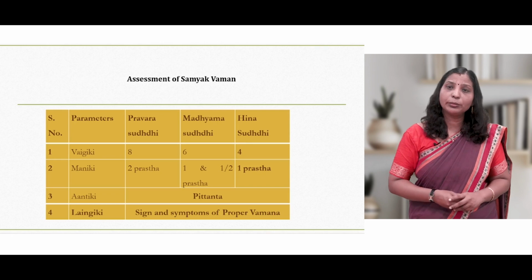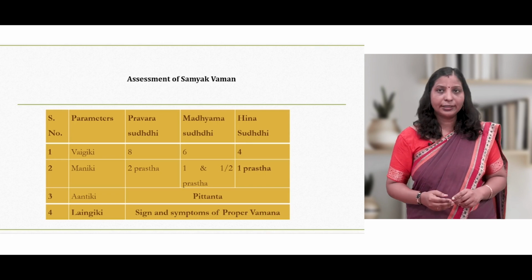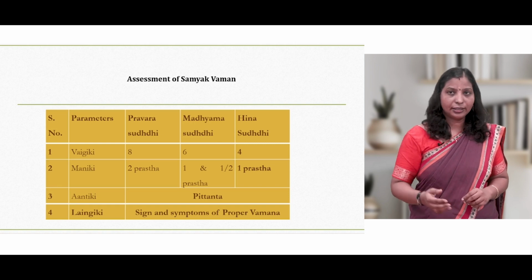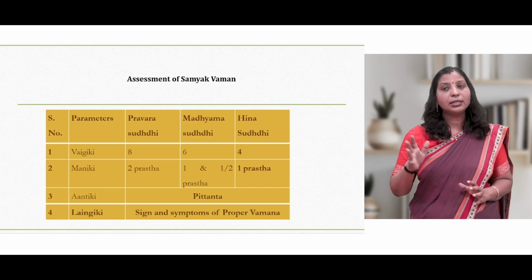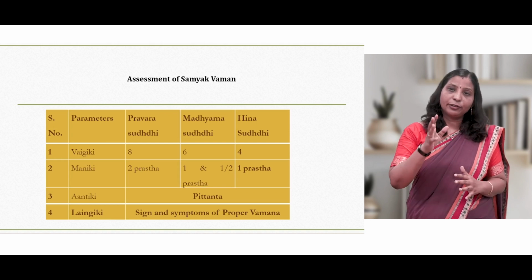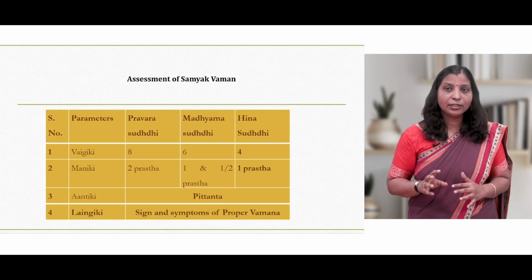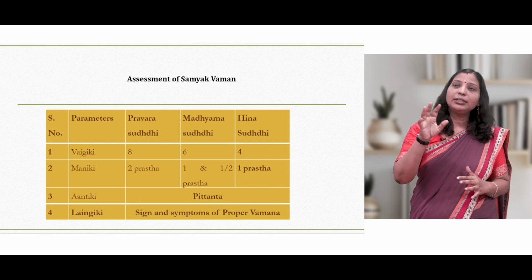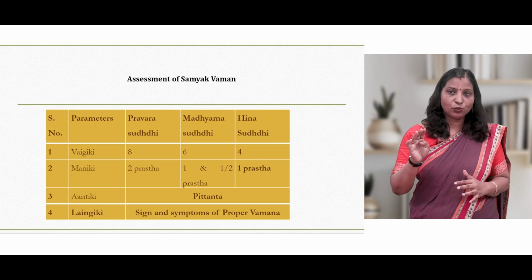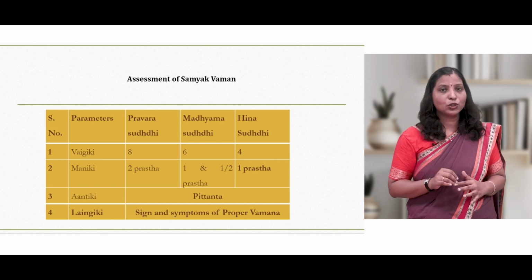Then assessment of Vamana. There are 4 criteria to assess the Vamana: Vaigiki, Maniki, Antiki and Laingiki. Most important is the Laingiki Lakshanas or Laingiki assessment. But of course, for the understanding of students, it is written that for Hina Shuddhi 4 Vegas, for Madhyama Shuddhi 6 Vegas and for Pravara Shuddhi 8 Vegas should be there.